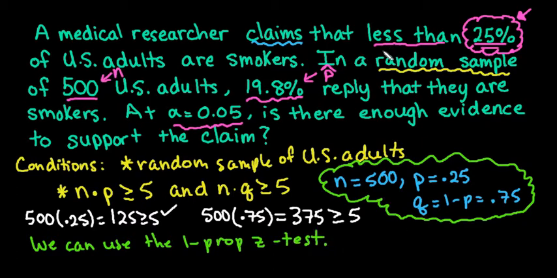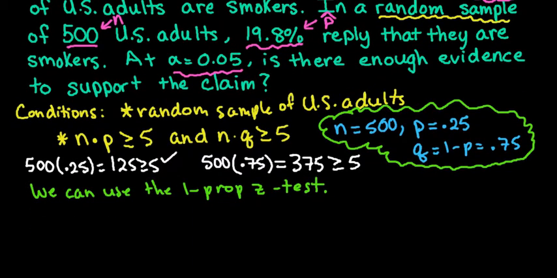Okay, so we only have 1 proportion that we're comparing to the claim, and it's always z with proportions. So we're going to use the 1 proportion z test. Our next step is to set up the null and the alternative. It doesn't matter what hypothesis test you're using. After you've decided that the conditions are met, then you're going to find the null and the alternative.